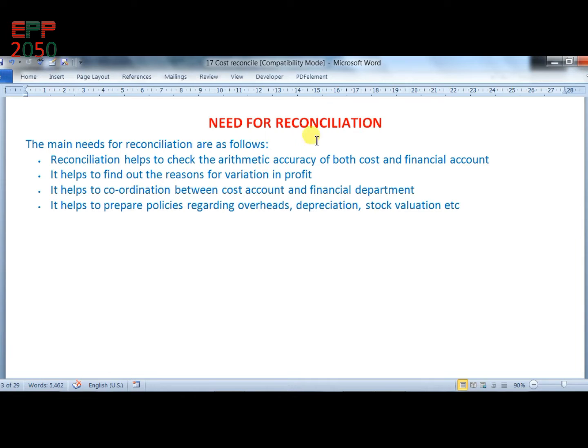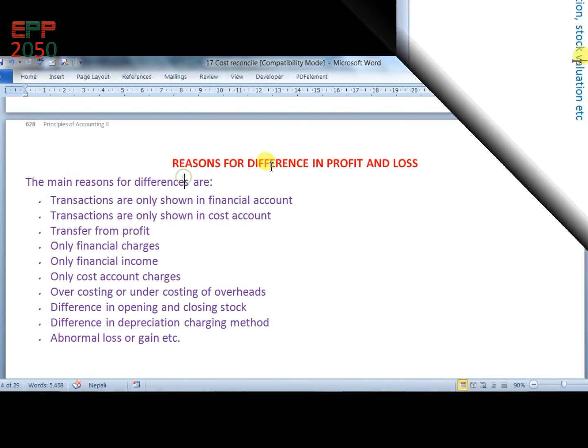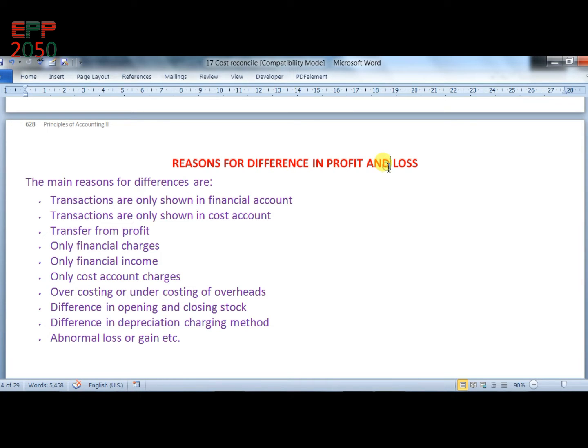Need for reconciliation. The main needs for reconciliation are as follows. Reconciliation helps to check the arithmetic accuracy of both cost and financial account. It helps to find out the reasons for variation in profit. It helps in coordination between cost accounting and the financial department. It helps to prepare policies regarding overhead, depreciation, stock valuation, etc. Reasons for differences in profit and loss.